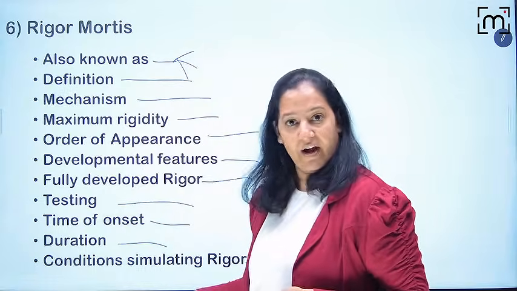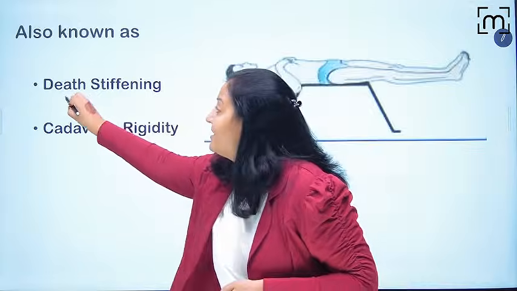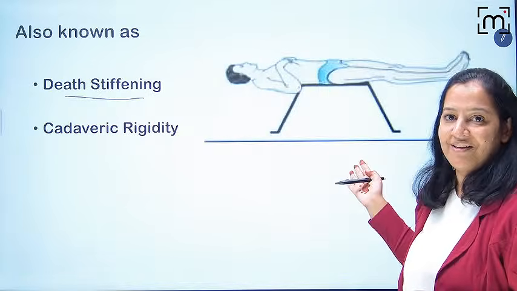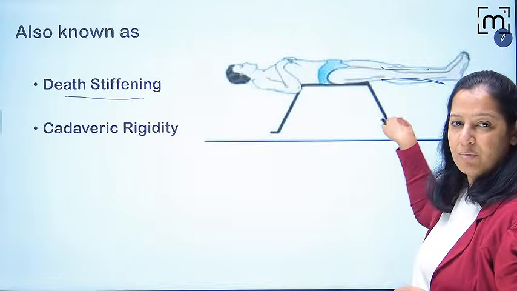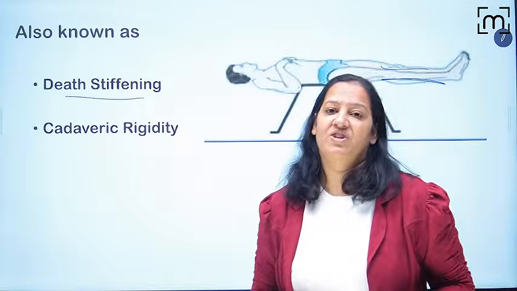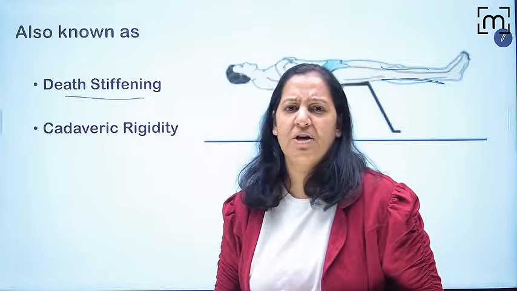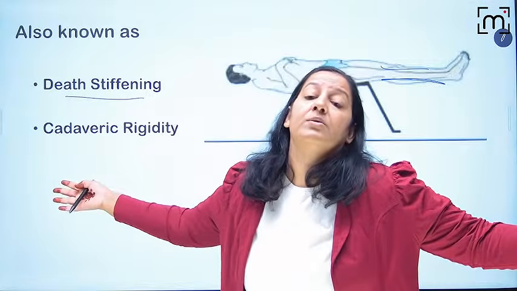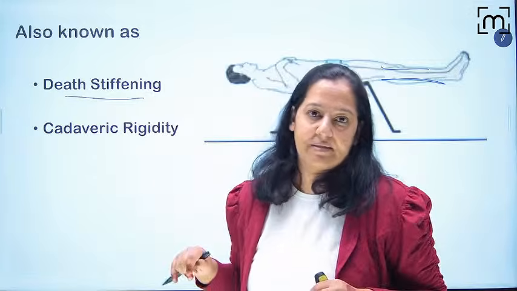So you can see under which we are going to describe our answer. It is also known as death stiffening or cadaveric rigidity. You can see the muscles are rigid. You can see the muscles become rigid after death. I told you muscular changes in a dead body. There are three phases in muscular changes. As soon as death occurs, the complete body relaxes. It is known as primary relaxation or primary flaccidity. We have already discussed that.